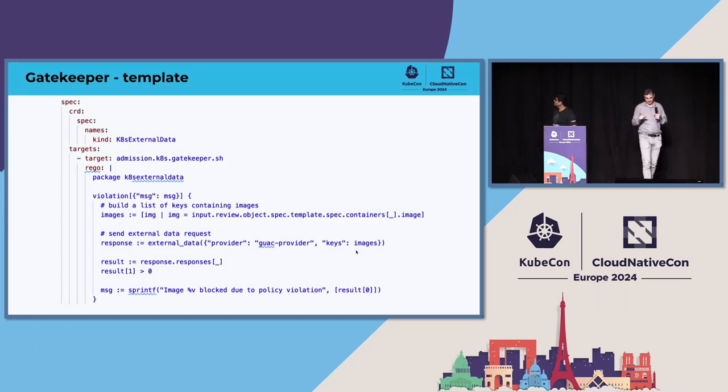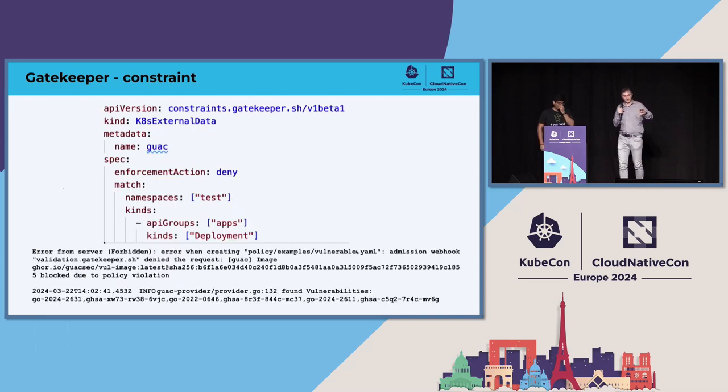There are two things in Gatekeeper to be aware of. First is the template, and this is where we provide the Rego spec of our policy. As you can see here, we take the image from the input object that we are getting from the resource and the admission webhook, and we call the external provider, in this case GUAC, to tell us more about this image. If we have anything in the response, we say, okay, this image will be blocked due to the GUAC policy violation.